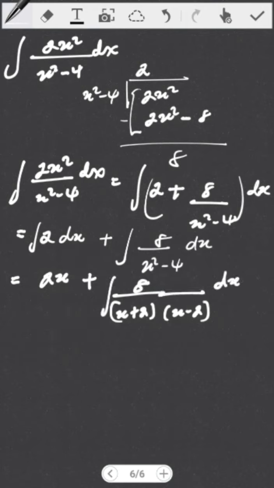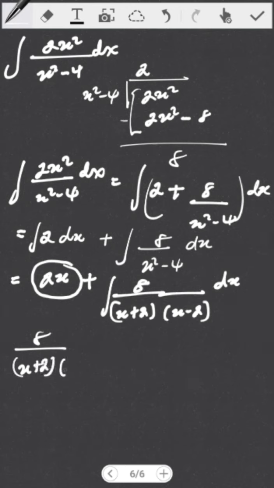I'm integrating that, so let me pick out this part, which is my main factor. I'm done there. Now I express this in partial form. Therefore, 8 over x plus 2 times x minus 2 would be equivalent to a out of x plus 2 plus b out of x minus 2.